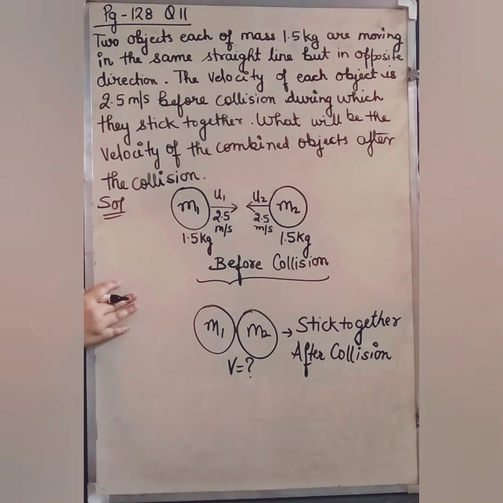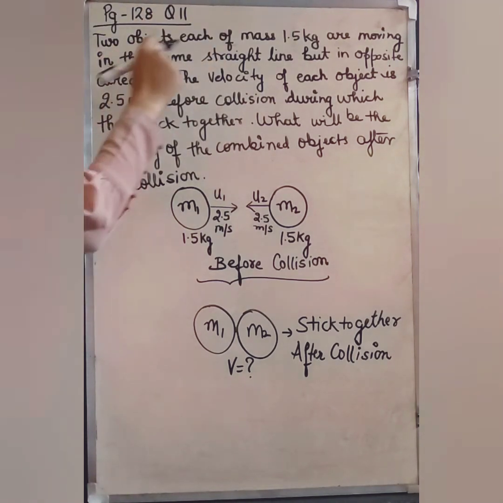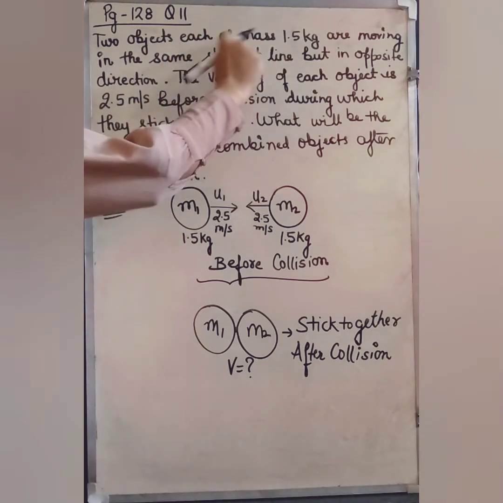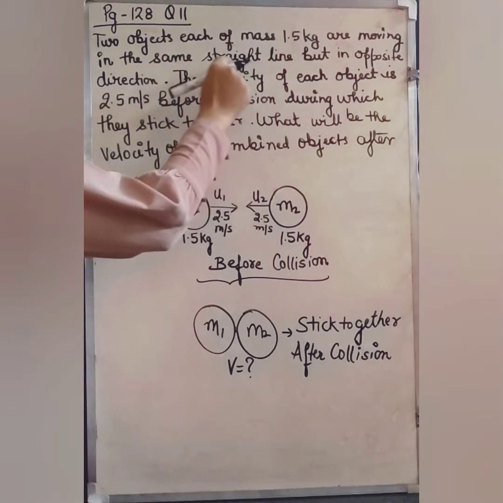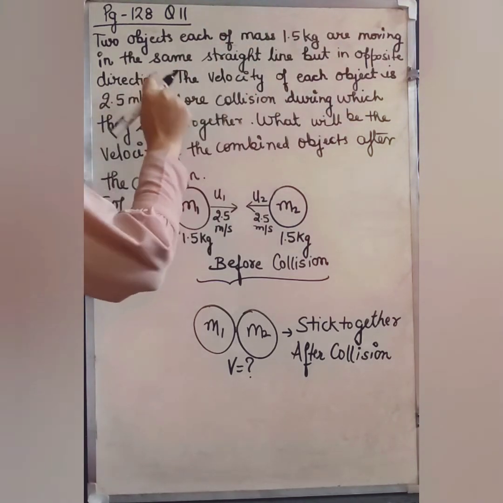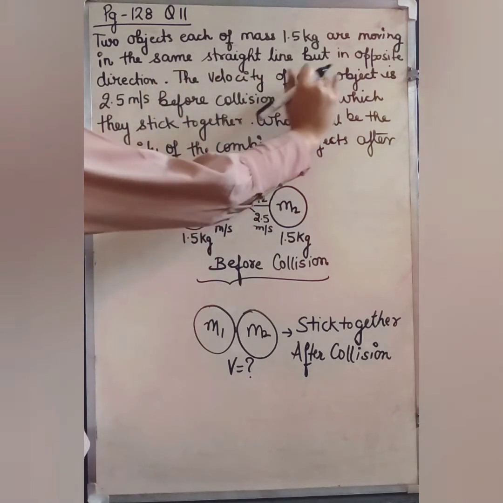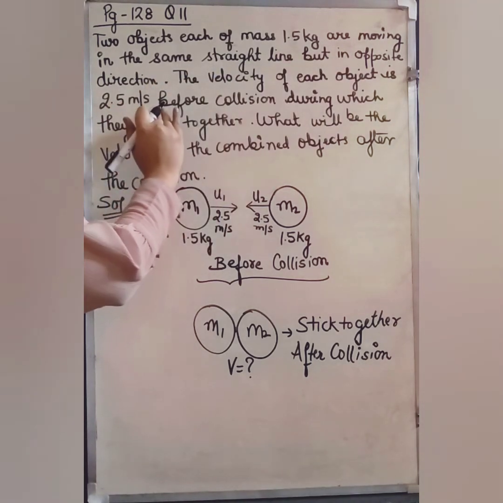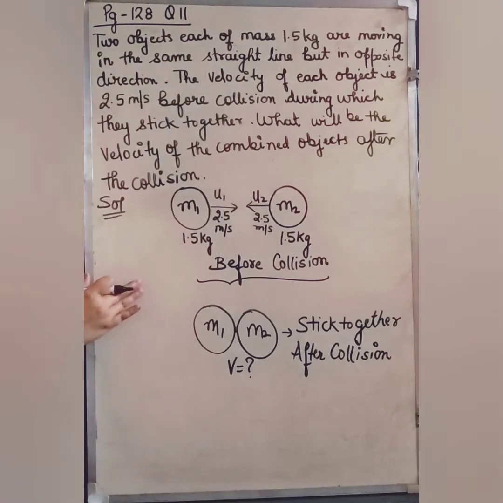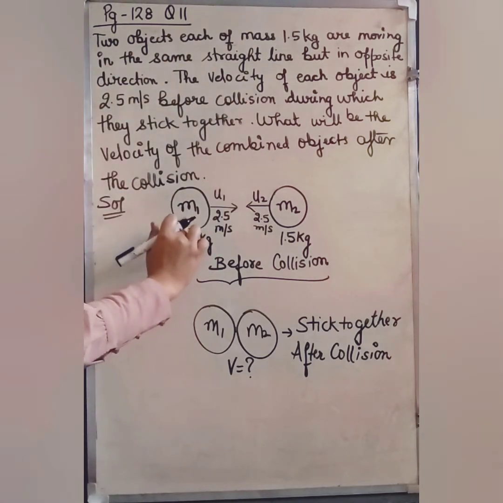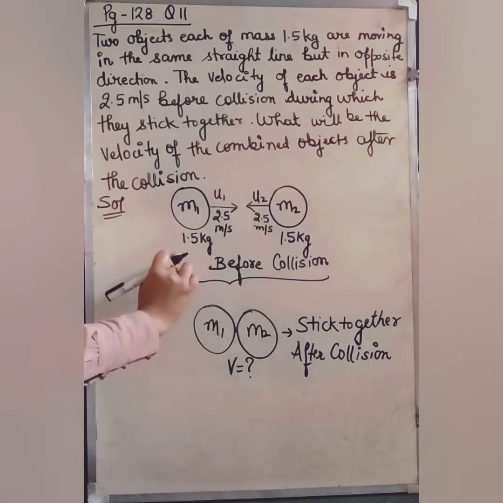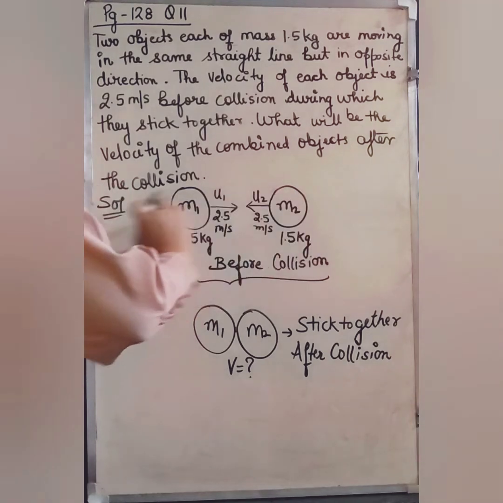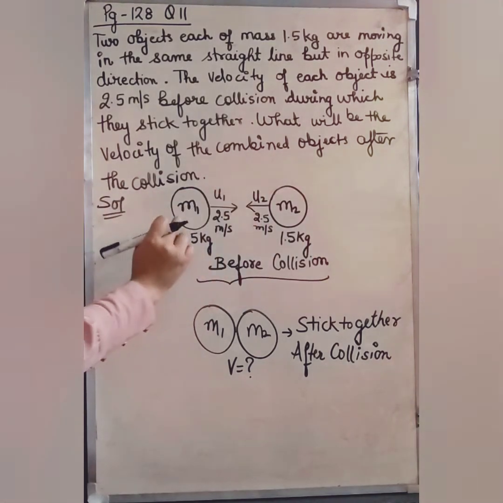So this is the next question, question number 11 on page number 128. In this question there are two objects. Both of them have a mass of 1.5 kg and they are moving in the same straight line but in opposite direction. Velocities of each object is 2.5 meter per second before the collision. Now student, what is happening here? See, this is object 1 and this is object 2. They both have a mass of 1.5 kg. They are moving in one straight line but in opposite direction.